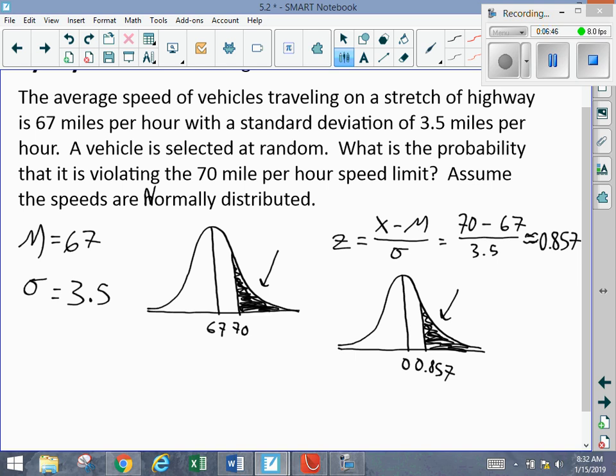So we can find this area by going to our table of values and looking for a z-score of 0.857. That gives 0.8486, and we'll round that to 0.86.